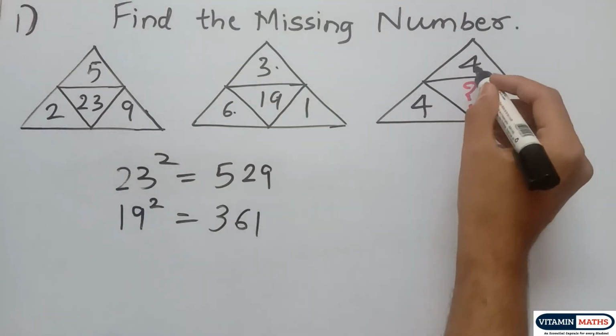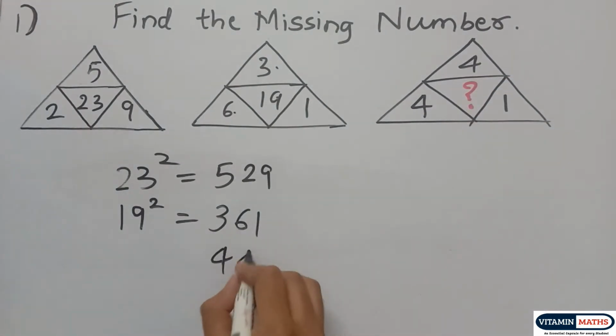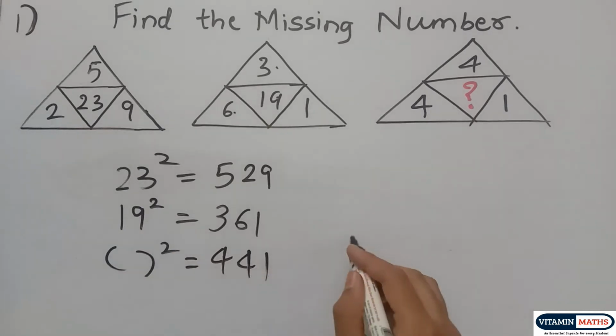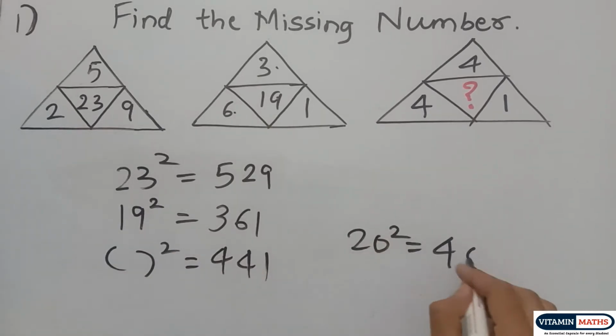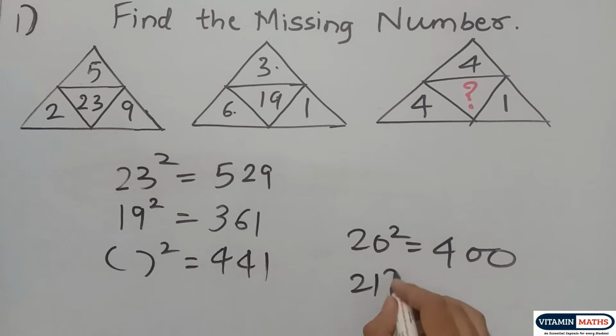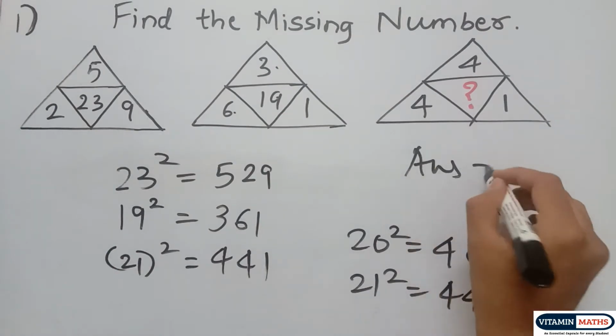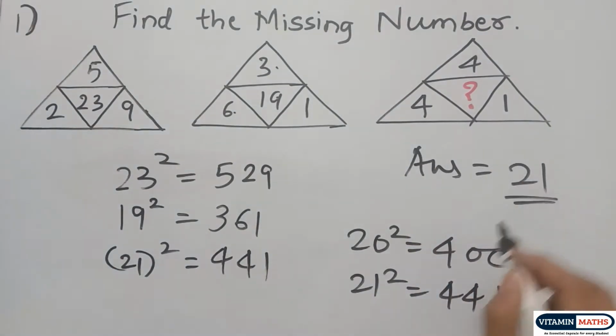So you should know what square is 441. We all know 20 square is 400, so obviously 21 square will be 441. So the missing number here is 21.